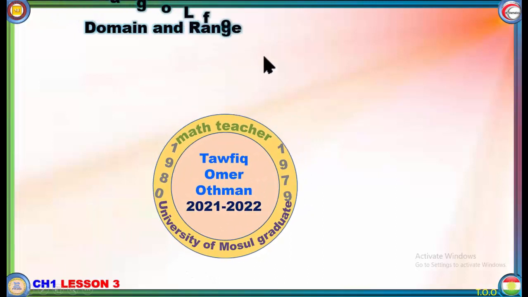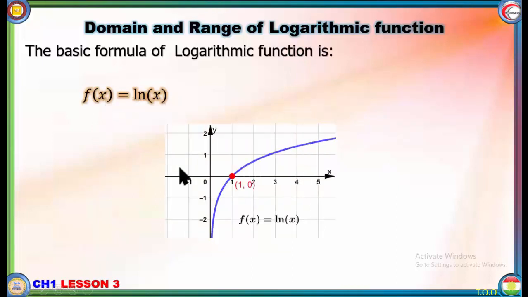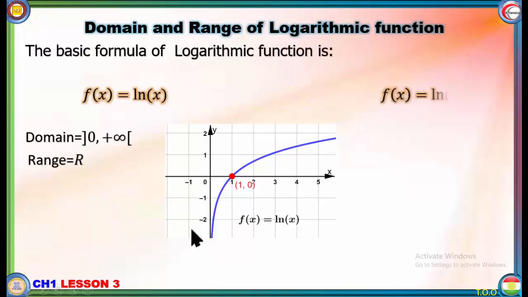Domain and the range of the logarithmic function. The basic form of the logarithmic function is f(x) equals ln of x. Its graph is like this. Therefore, the domain is from 0 to positive infinity, an open interval, and the range is all real numbers.